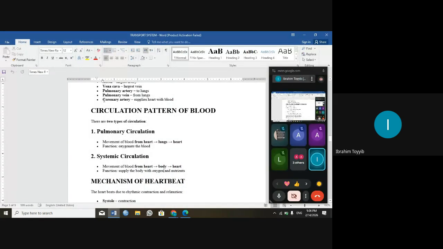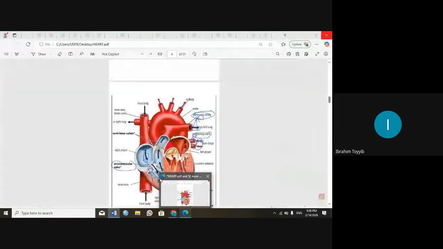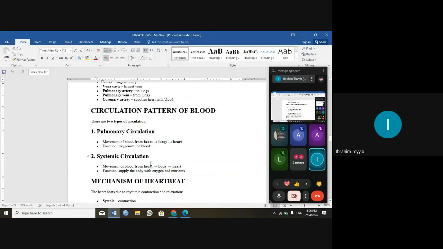So the coronary artery supplies the heart with blood. Now, in this systemic circulation, there's what we call coronary circulation. It's the subsystem of systemic circulation. So it supplies blood to the heart itself.